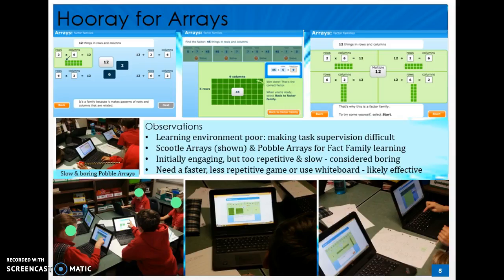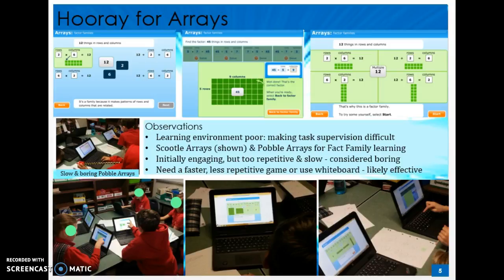So turning then to my particular subset of 4+1, and in the bottom left you can see that on the first session all 5 students were there, and they were very engaged initially with this arrays lesson. I used one from Scootle and one from ABC Splash. Whilst initially engaging, there was the problem that they were very slow and so became boring quite quickly.